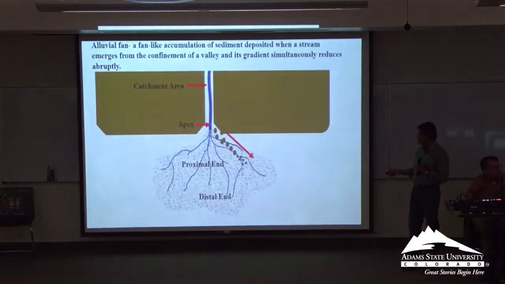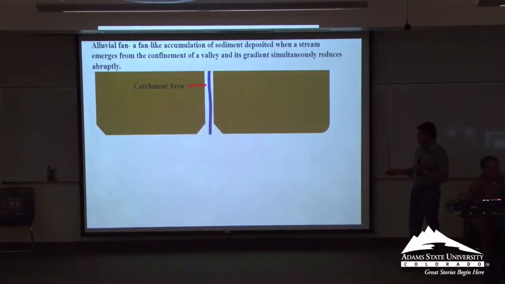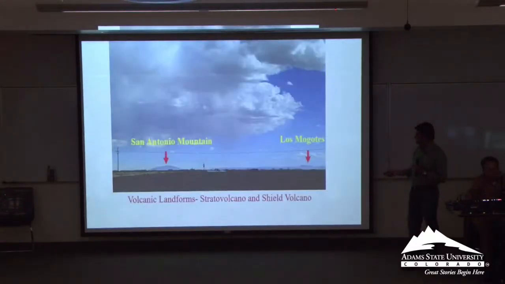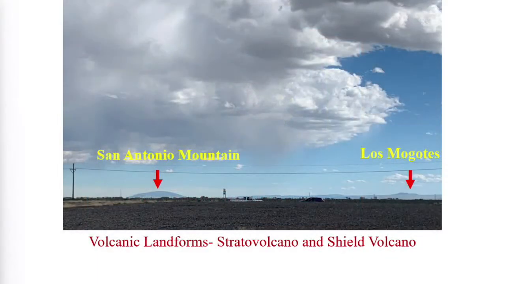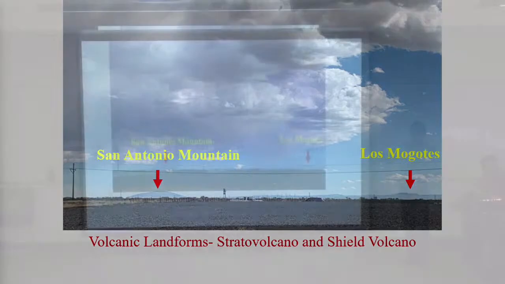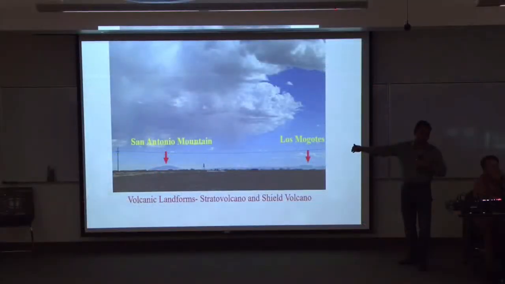One of the reasons why Magoti doesn't sit very high on the surface is because these are basaltic lavas. They can flow very long distances. So the vent is close to the town of Magoti, but the lava flow extends as far north as Capuline. So that's how far the lava extends.